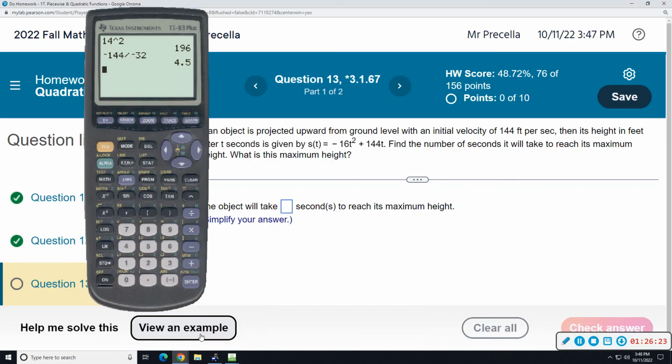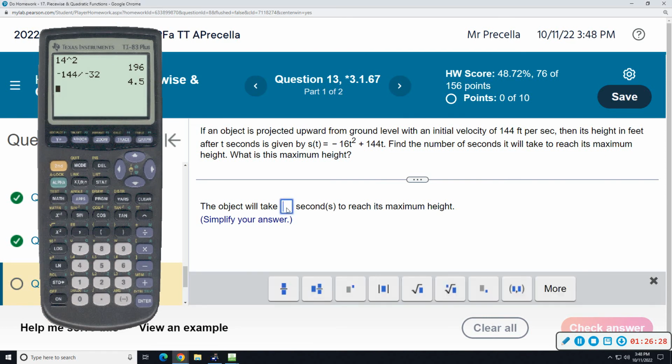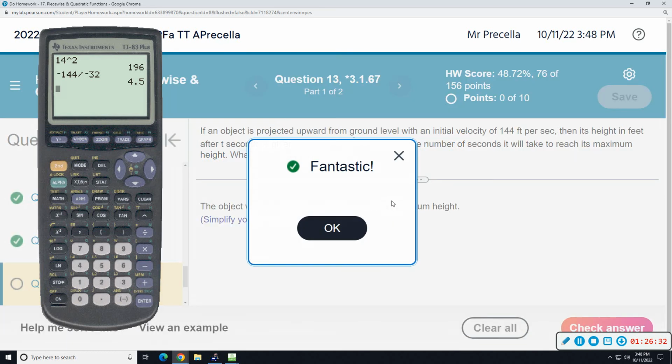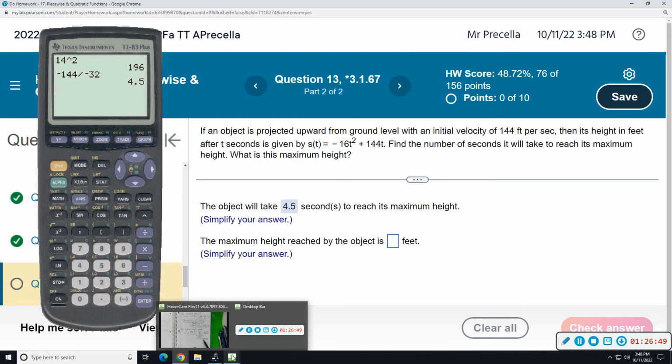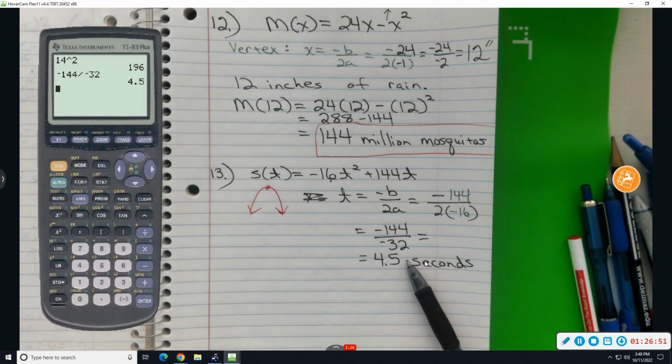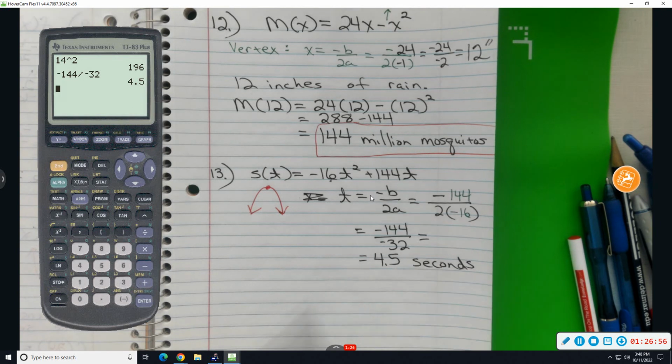That means the object went up for 4.5 seconds. It got to the high point, and then it started dropping back down to Earth. So it took 4.5 seconds for this object to reach its maximum height. How do we determine that maximum height? Once you know the first coordinate of the vertex, to find the second coordinate, you plug it in.